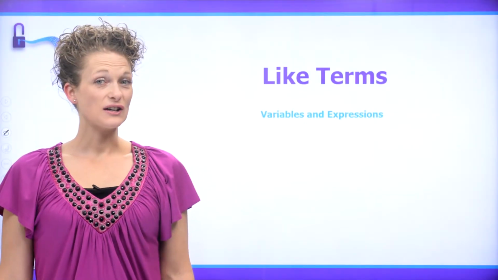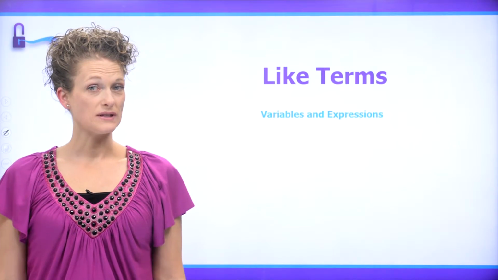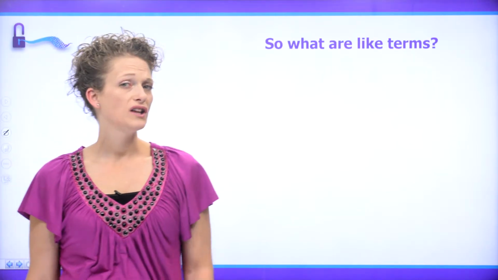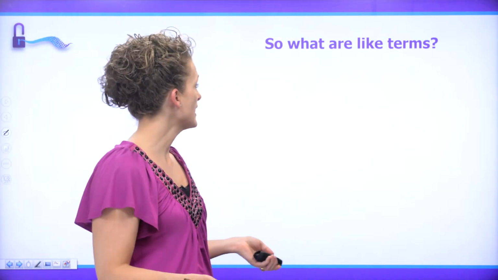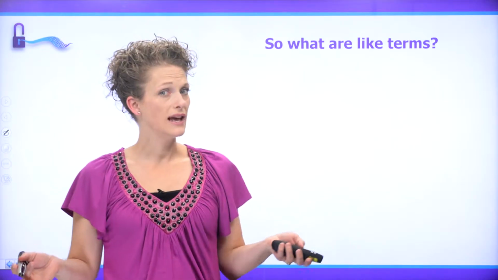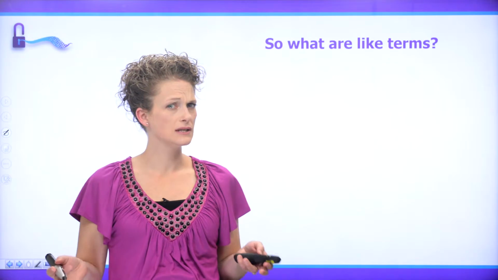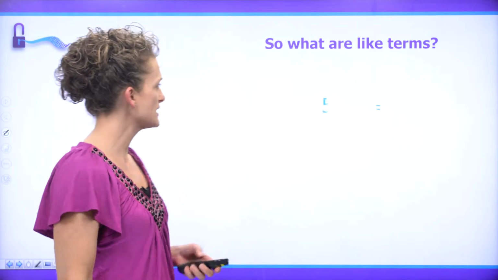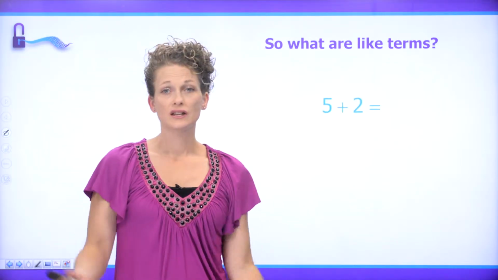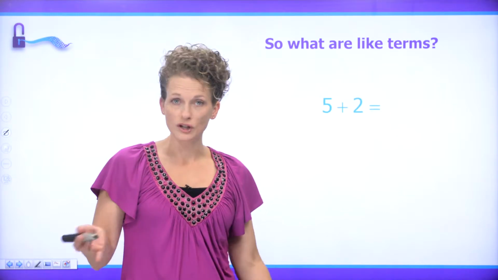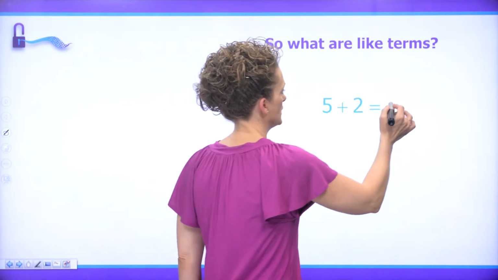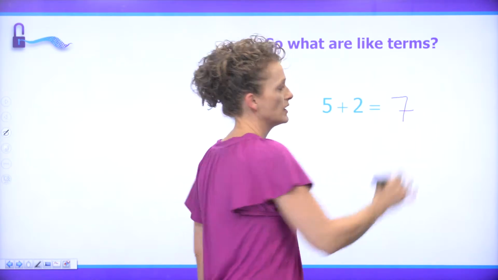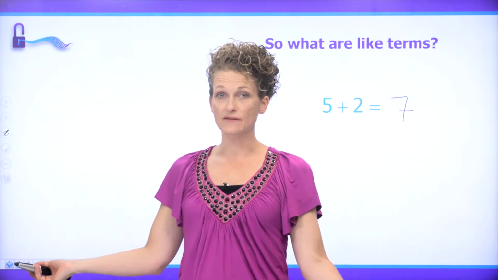So now we want to talk a little bit about like terms. So what are like terms? Well, terms are separated by a plus or a minus, and like means there's something the same about them. So what is it? Well, let's look at 5 plus 2. These are just two numbers, and we know that we can add numbers as our whole numbers and integers. We can add them together, and 5 plus 2 is simply 7.